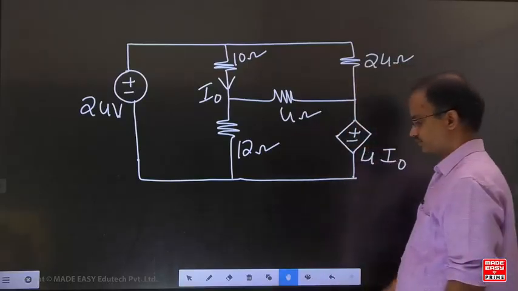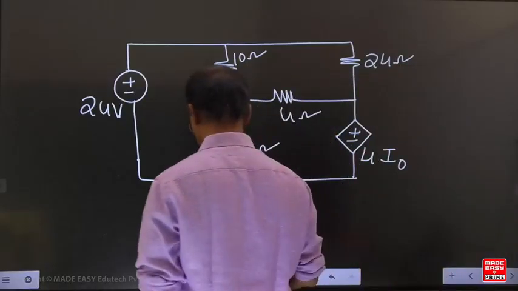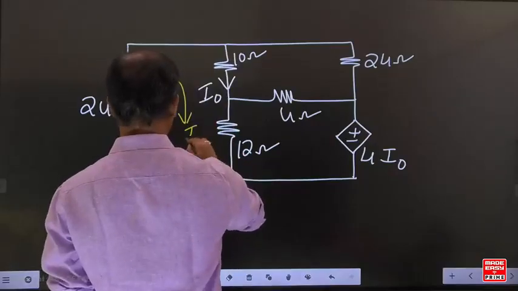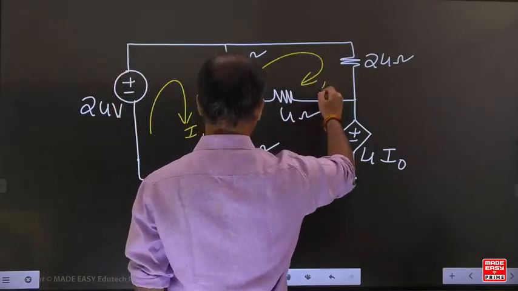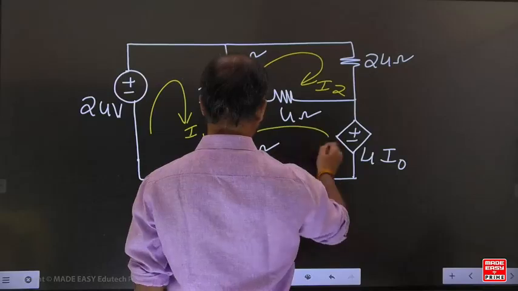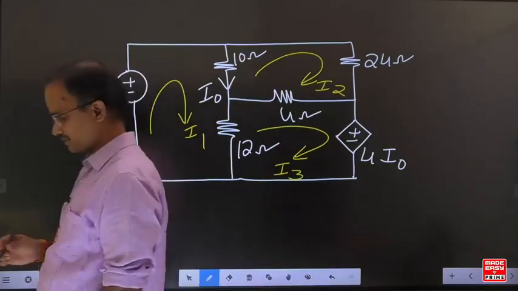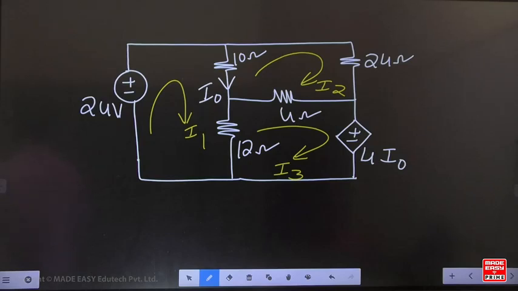That is one. Find at the next one. Find loop currents of the network shown.